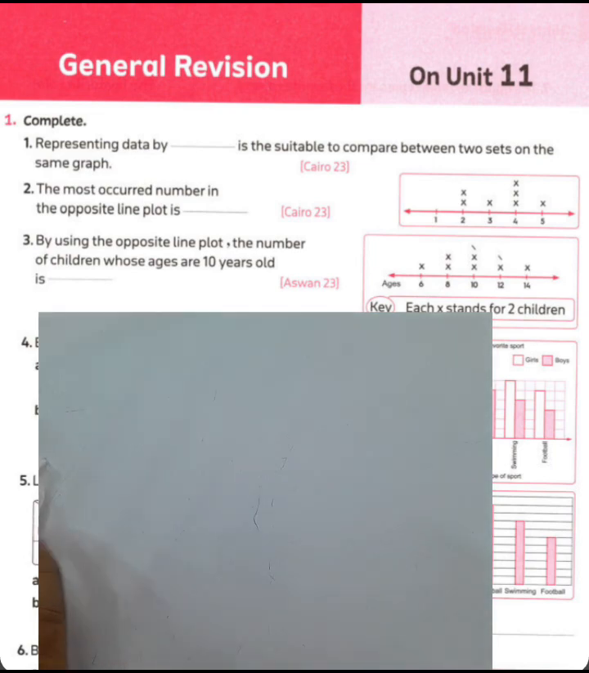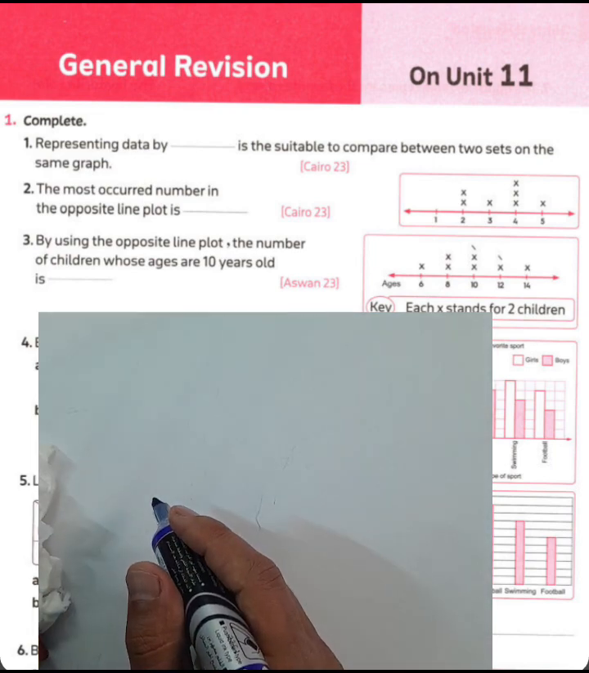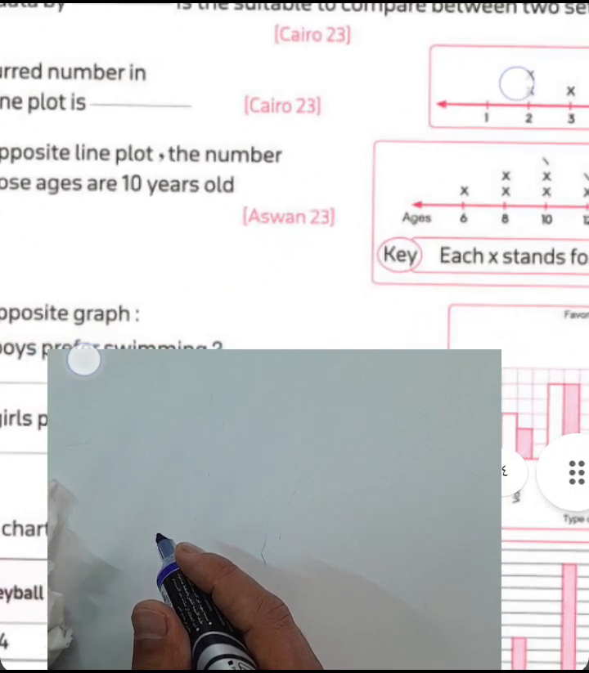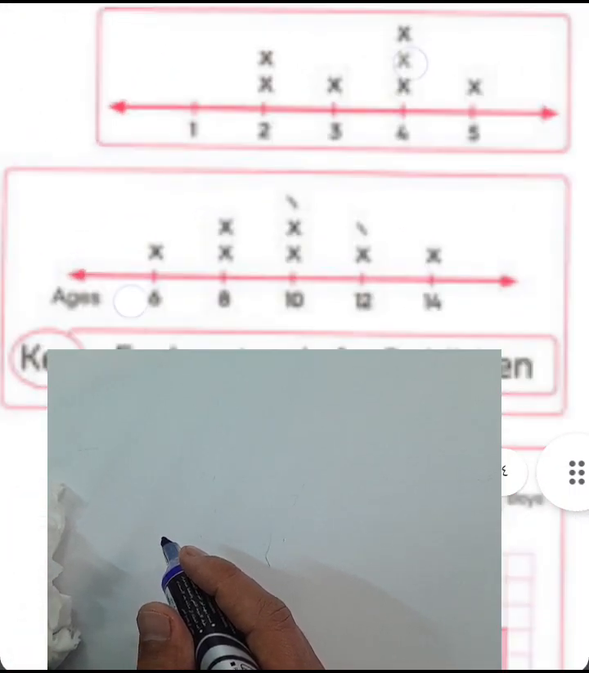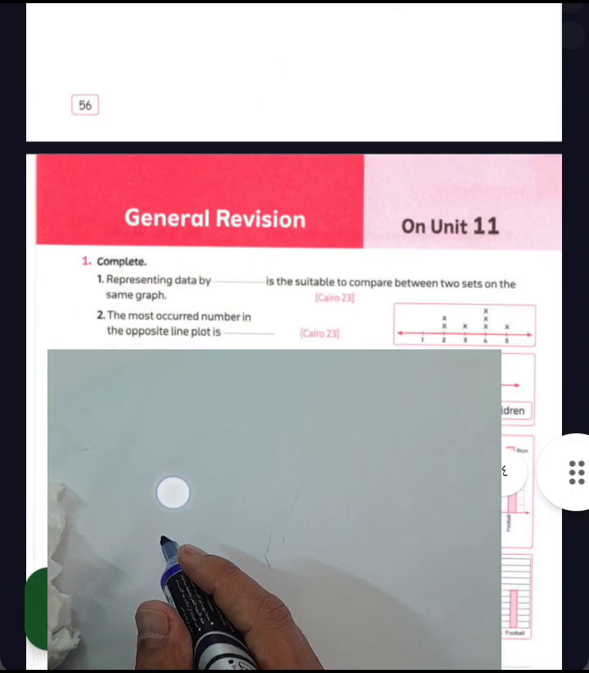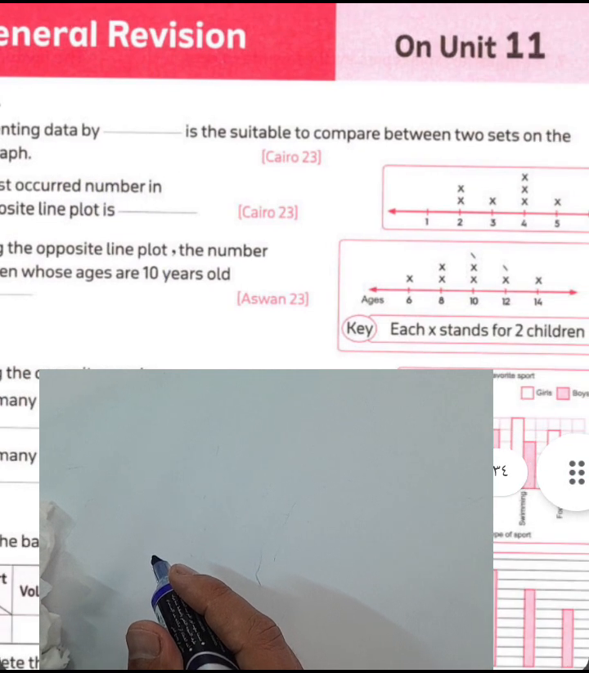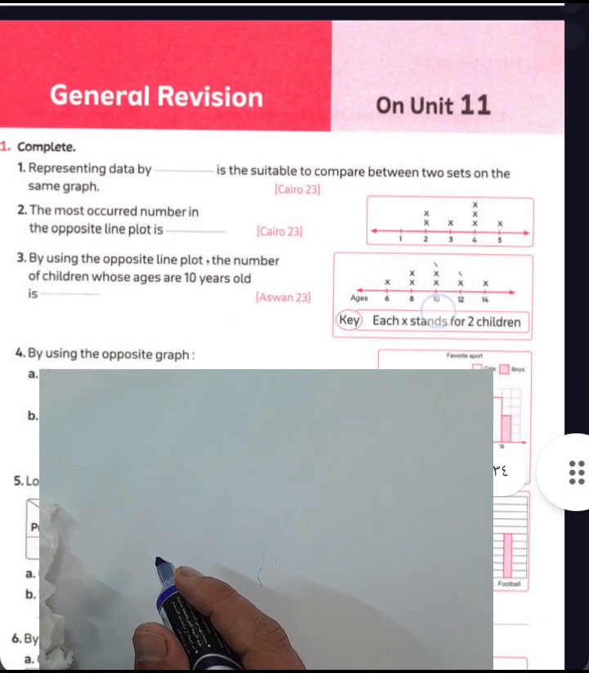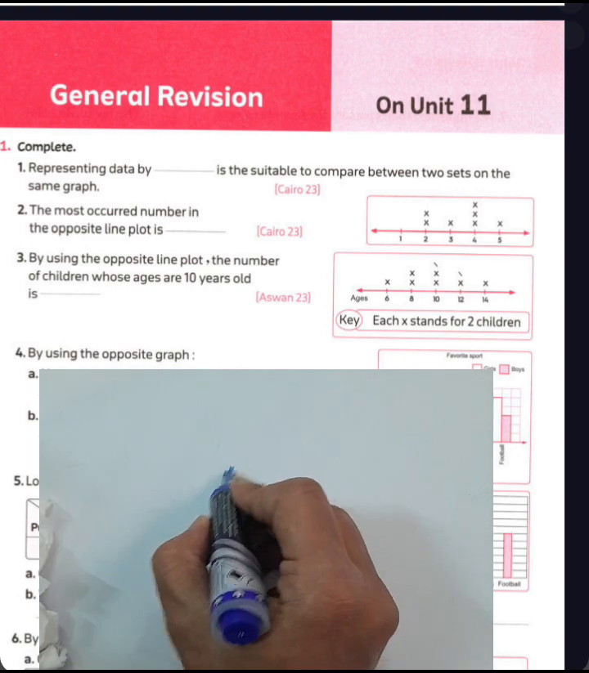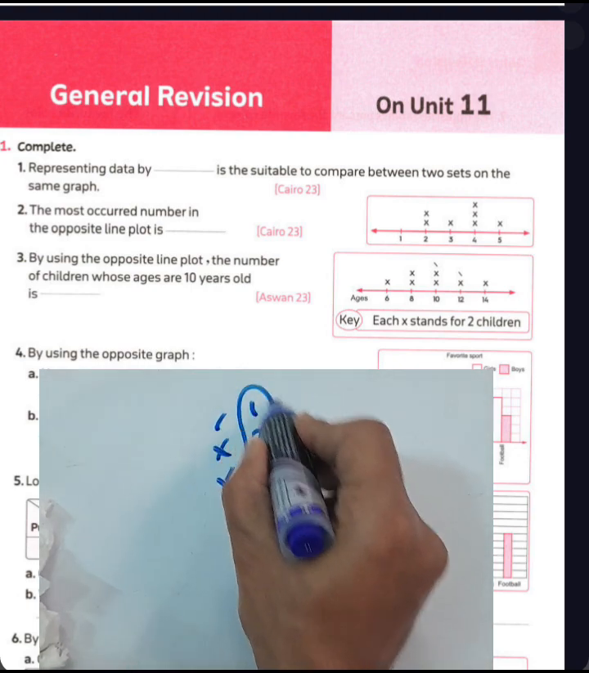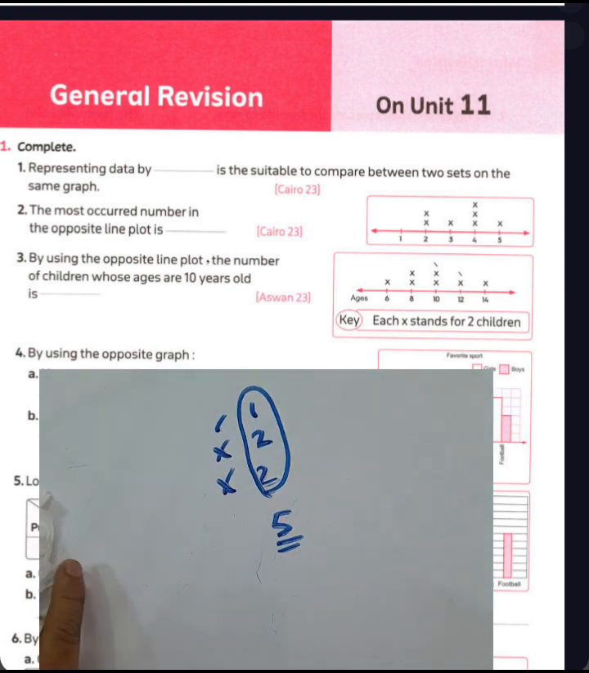Next, question number 3. By using the opposite line plot, the number of children whose age is 10 years old. Here, the x refers to two children. Count with me: 2 plus 2, 2 plus 2, 4, 4 plus 1 equal 5. Then the result for number 10 will be 5, because the key tells us each x stands for two children. This x refers to two children. We have x and 1, and the total will be 5. Write 5 in the space.